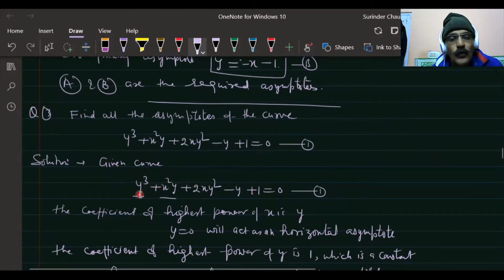The coefficient of the highest power of y is 1. 1 can't be 0. So this implies no vertical asymptotes. This rational curve has no vertical asymptote.